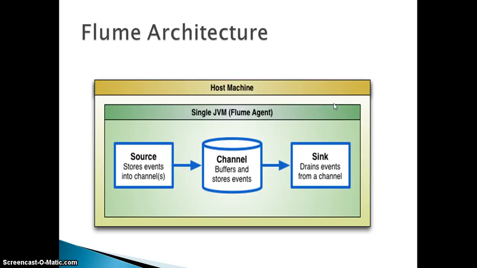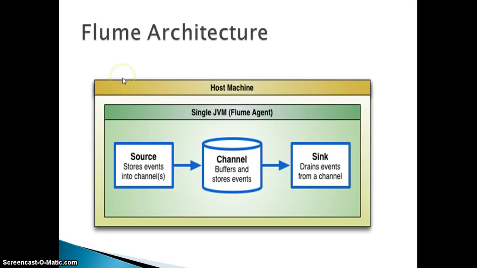When I say data, a singular unit of data that is transported by Flume is called an event. A data unit which is transported by Flume is called an event. So see here, source stores events into channels. An event is a data unit that is transported within Flume. So what is source here?